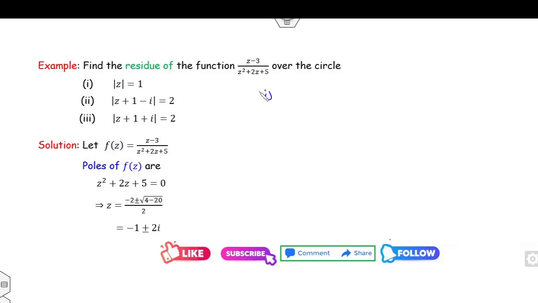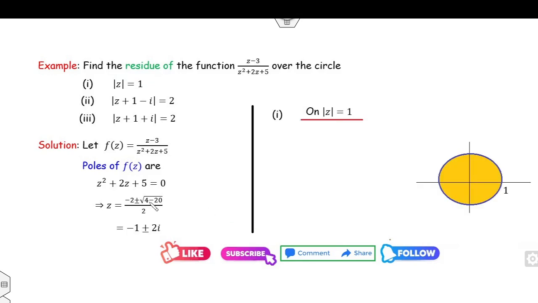Now look at the first part. On the given circle, |z| is equal to 1. Can you say where the points lie? Minus 1 plus 2 iota, and minus 1 minus 2 iota. Look at that. Where is the minus 1? This value is plus 1, and this value is minus 1. Now where is the point? How can you write that? This coordinate is minus 1 comma 2.